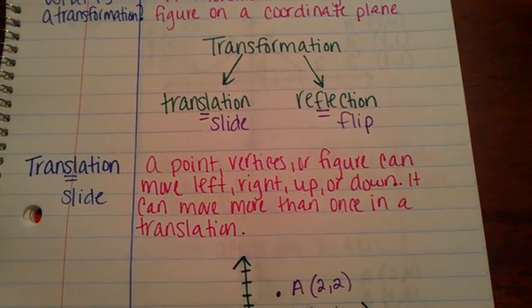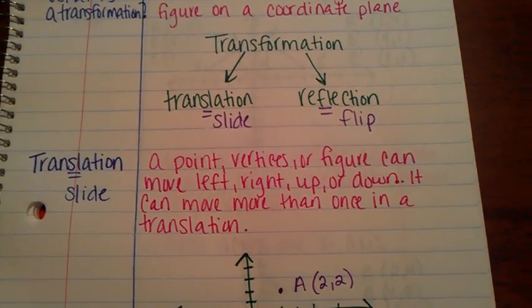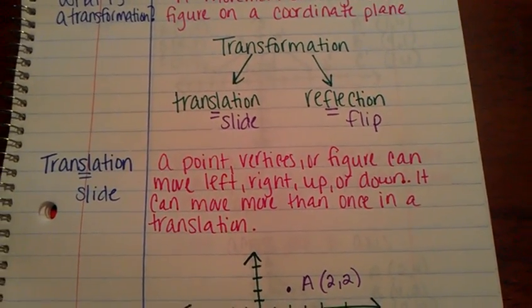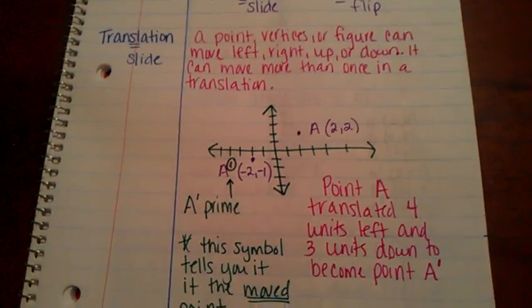It can move up, then right. It can move down, then left. It doesn't have to just move one time. It can move more than once in a single translation.